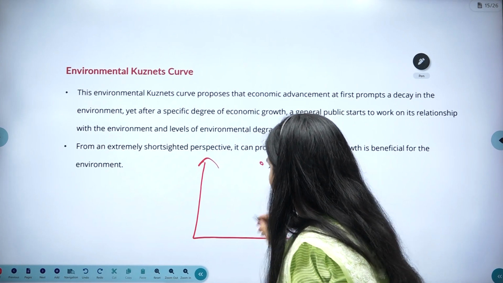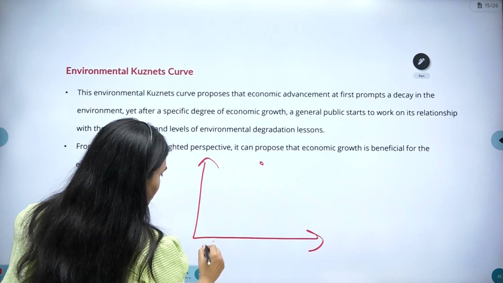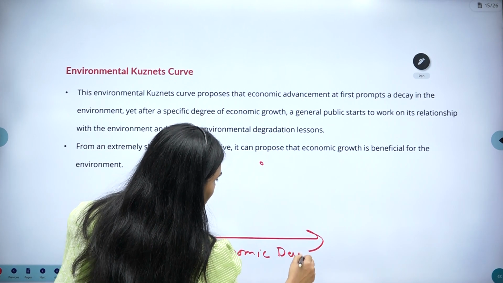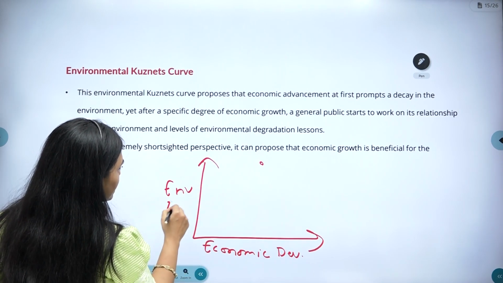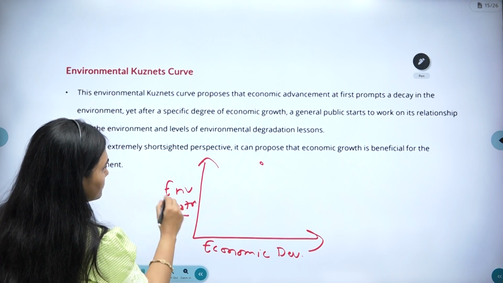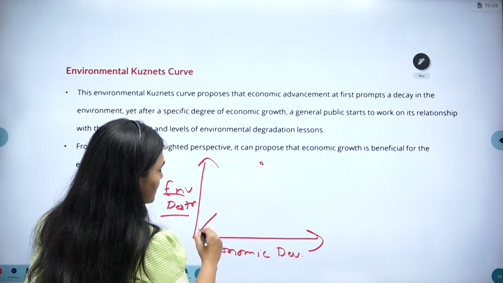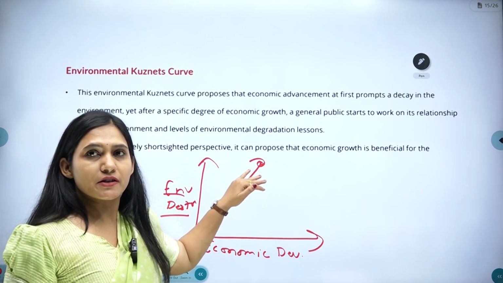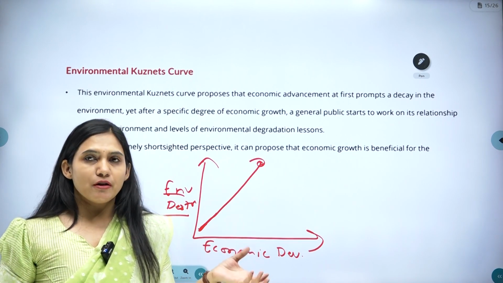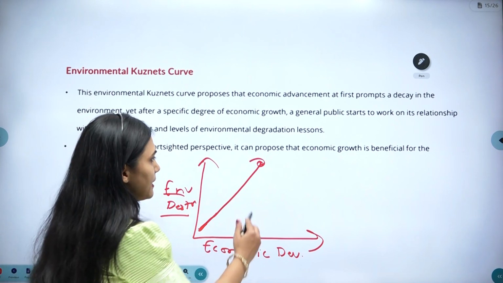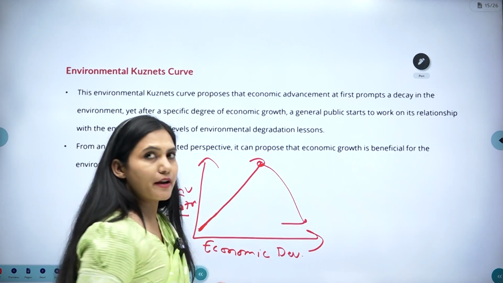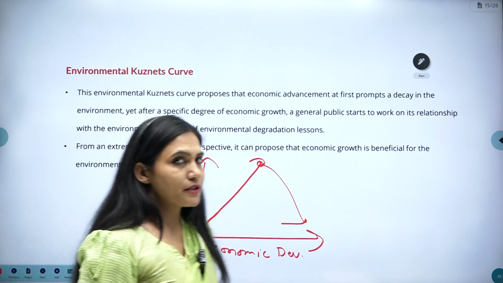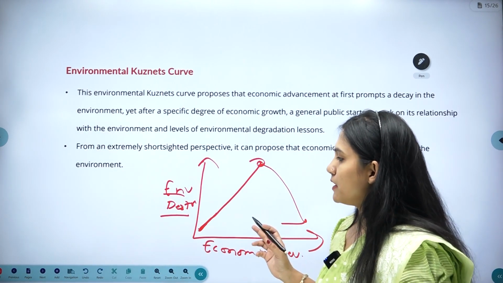Here, suppose economic development and environmental destruction. Initially there will be a stable phase, then up to a certain point there will be peak environmental destruction. But once countries become developed, once they have funds, then they will start investing in restoration of the environment and environmental destruction will gradually stop. So this is what the environmental Kuznets curve states.